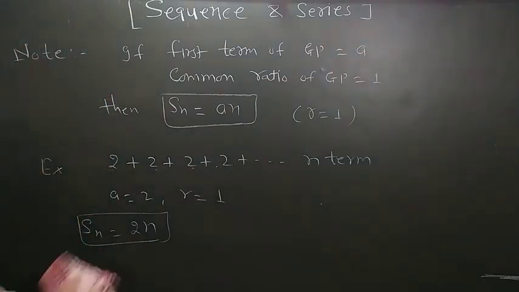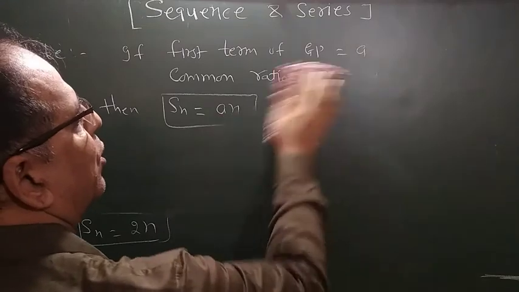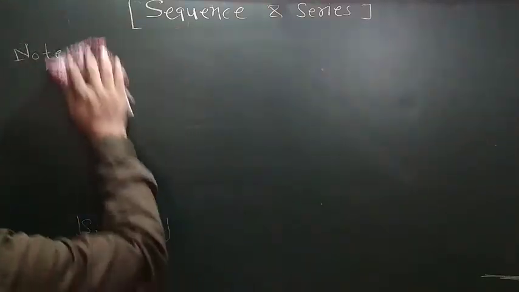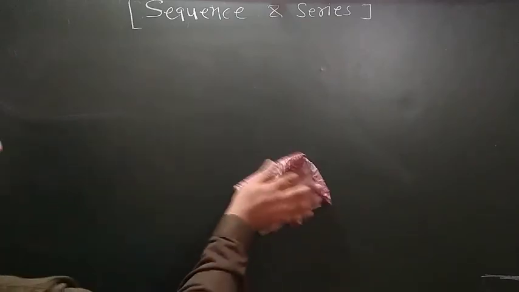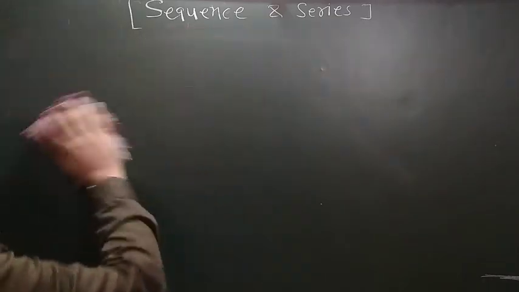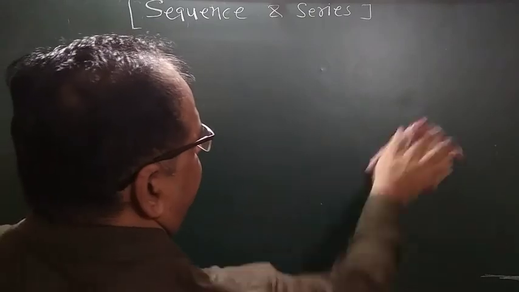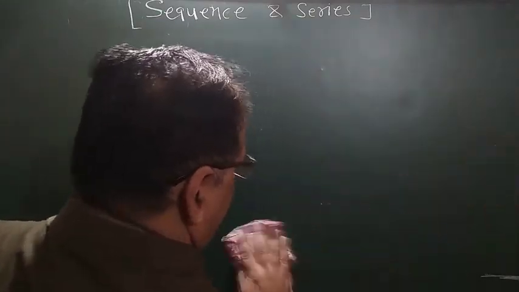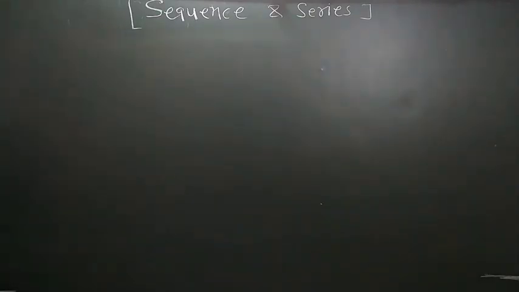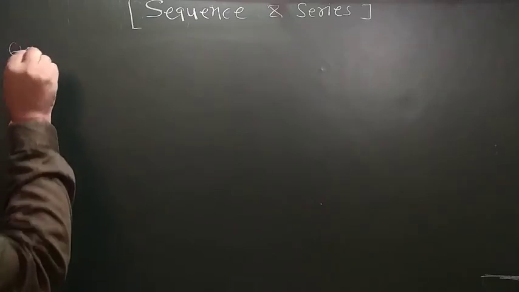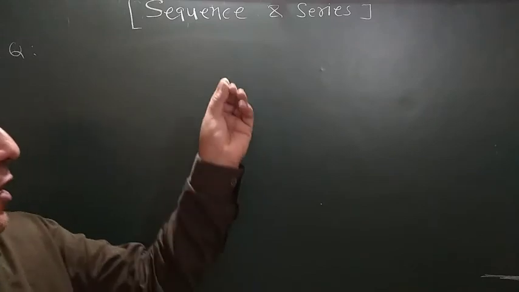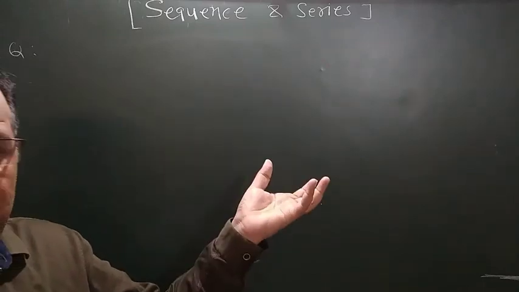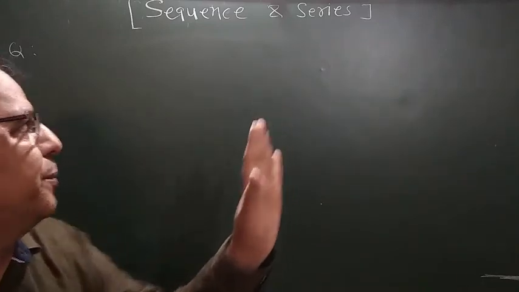Now I am taking some more questions which look like a GP but are not a GP. So how can we find the sum of these types of series? The question is, I am taking a question where the terms look like a GP but the terms are not in GP.